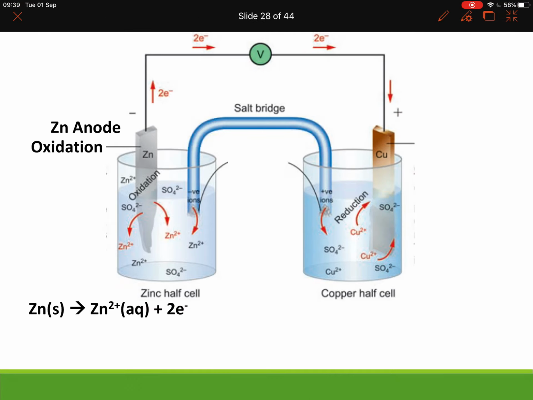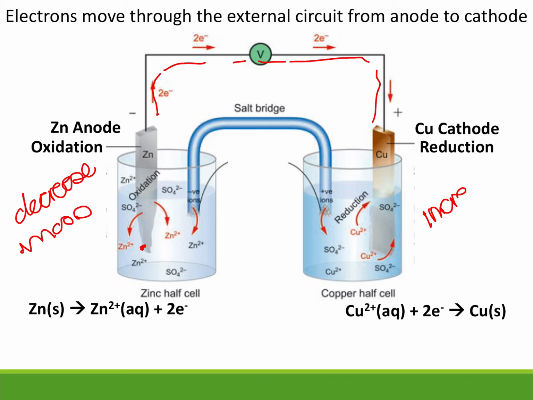The anode decreases in mass. The cathode increases in mass, always. Then we have the salt bridge, which has ions in it, which maintain electrical neutrality, keeps the electrolyte solutions neutral. Very, very important. And it also completes the circuit, because it's an electrical circuit, it has to be complete.